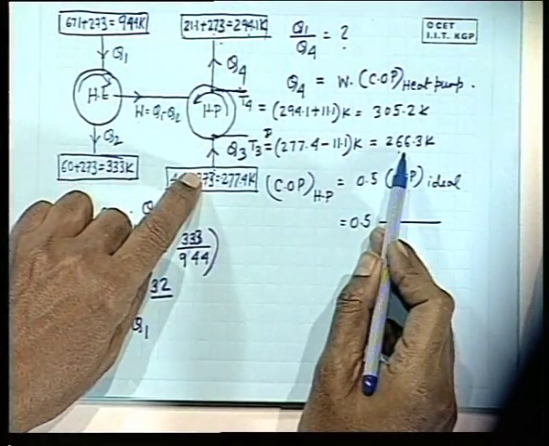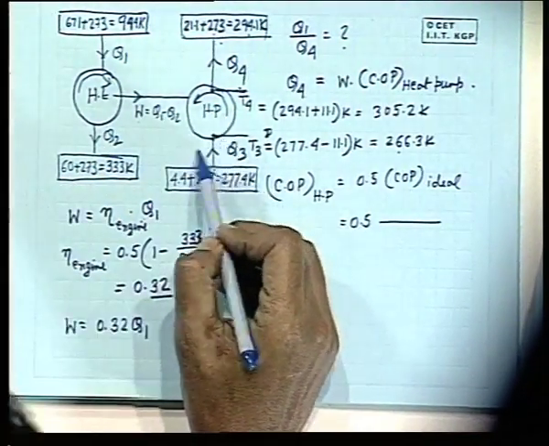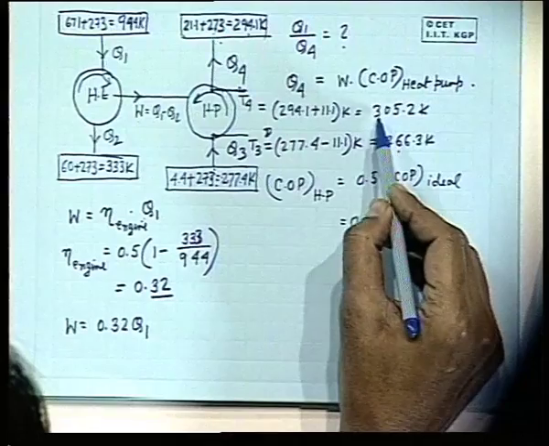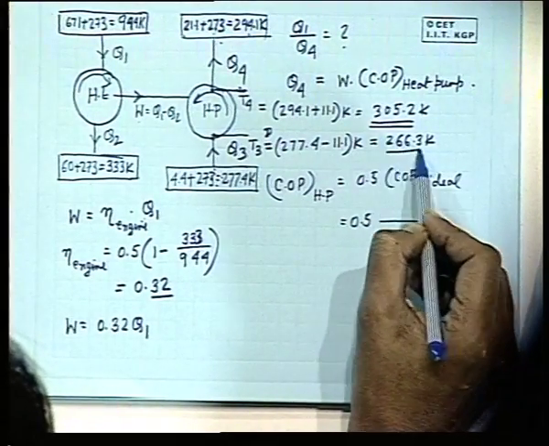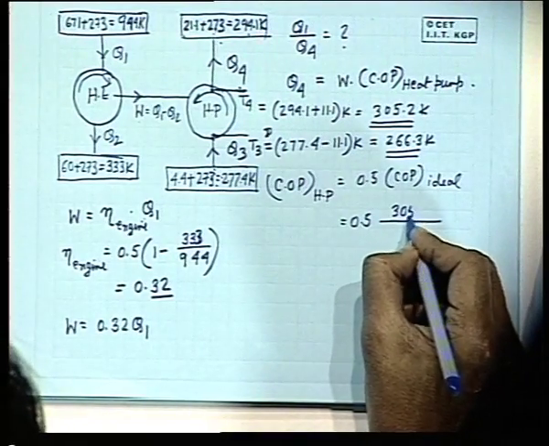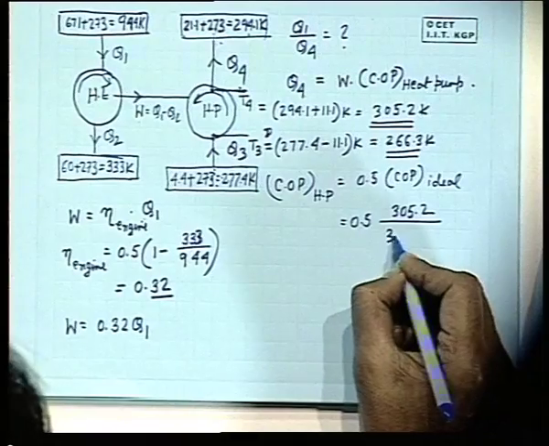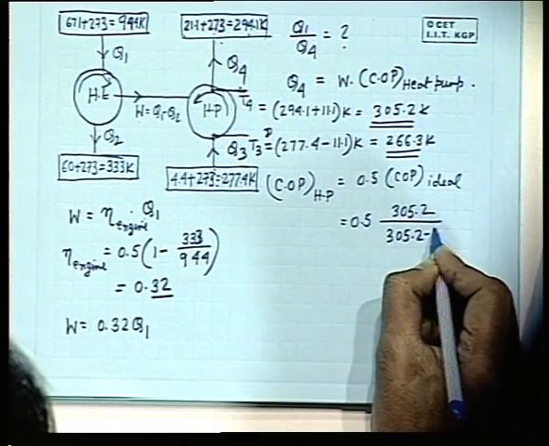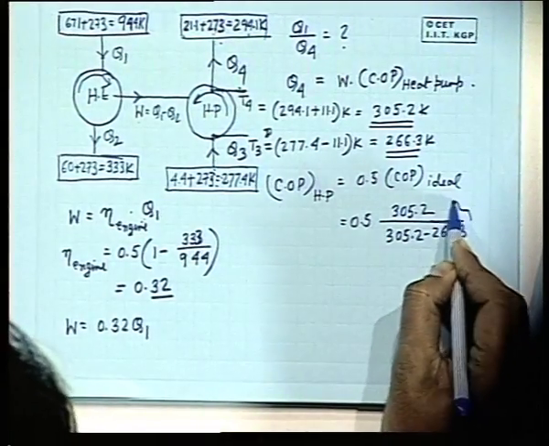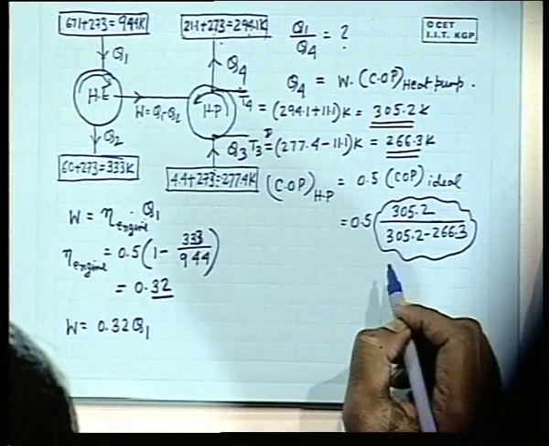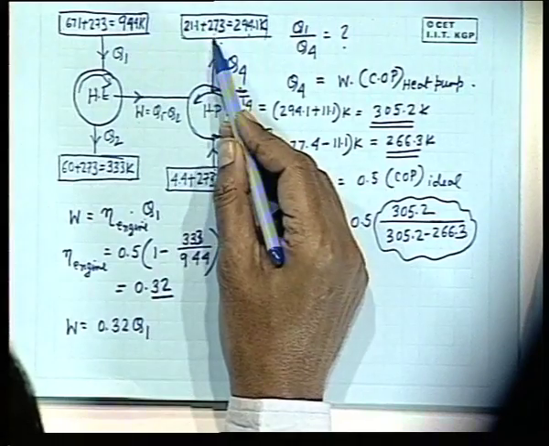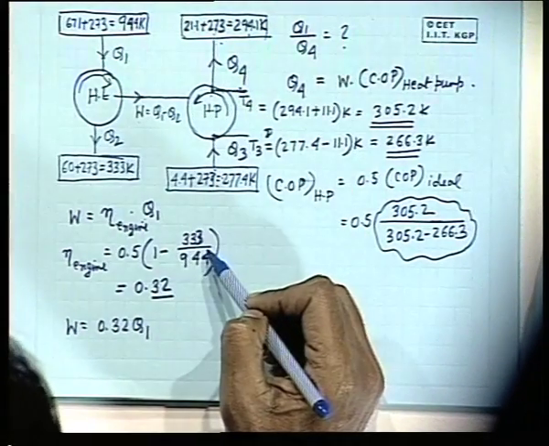Similarly, it can take heat to this temperature. So the heat pump will be a reversible one when the external irreversibilities are reduced. That means the temperature of the reservoir should be like this, so that we can write 305.2 divided by 305.2 minus 266.3. So this is the ideal COP. Why is this COP less? Because of internal irreversibility and the external irreversibilities, because of the finite temperature difference heat transfer.